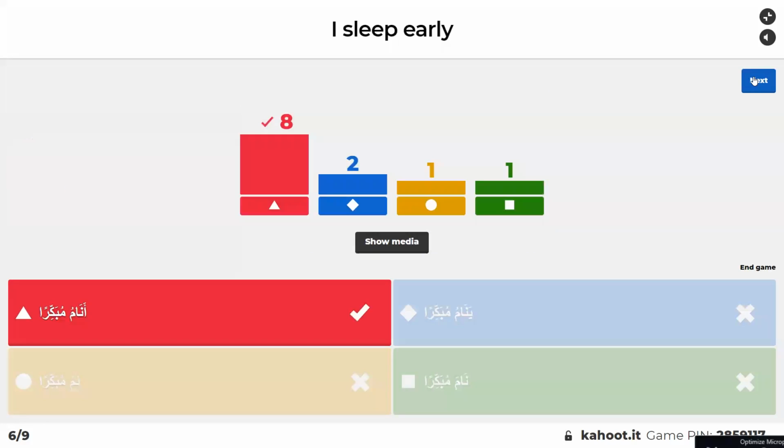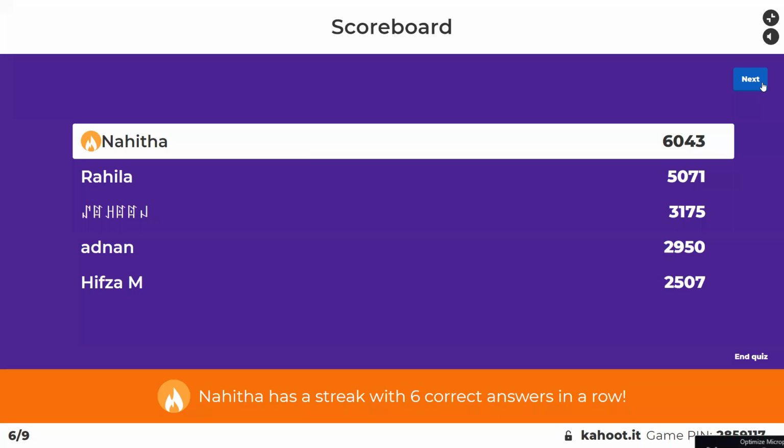Okay, let me skip in the interest of time. Anamu mubakkiran is I sleep early. Yanamu mubakkiran is he sleeps early. Yanamu becomes anamu for I. Correct answer is red. Okay, almost everyone got this one correct.